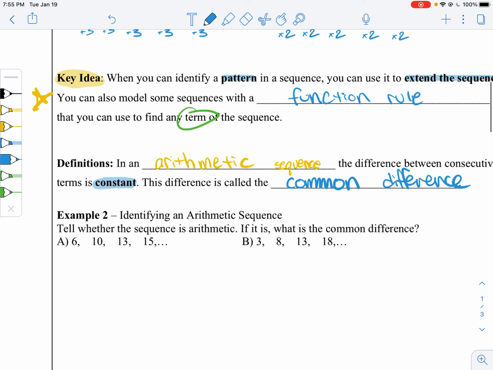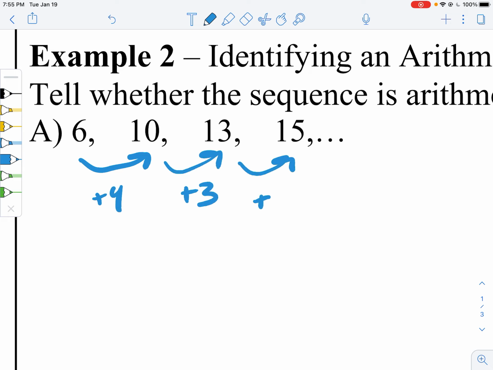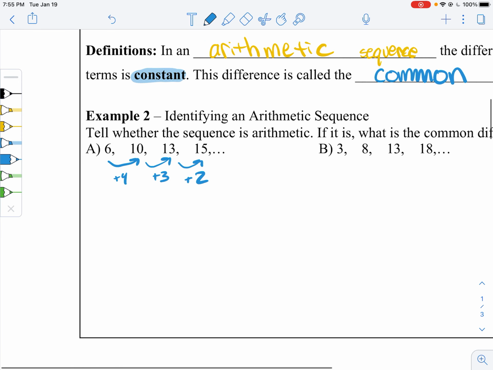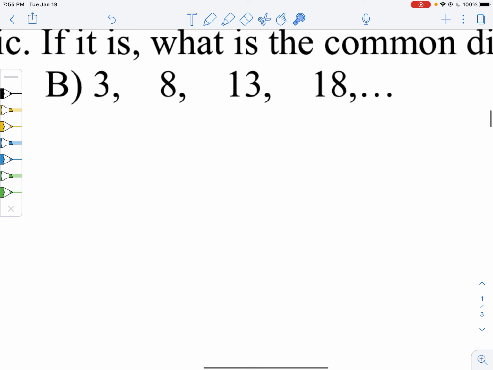For example, if we're looking for a common difference here, well, here we add 4. Here we add, oh, shoot. So there's definitely a pattern, but it's not an arithmetic sequence. So nope, it's not arithmetic because the difference between the terms is not constant. It's not the same. Let's try again.